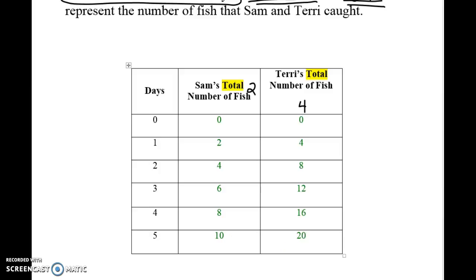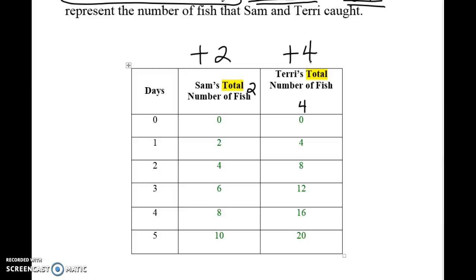Now, take a look at the next part of our objective. After we generate a numerical pattern using 2 rules, what was the rule for Sam? What did we do each time? Add 2. That was our rule. What was the rule for Terry? Add 4. So after we do that, we're going to create ordered pairs.